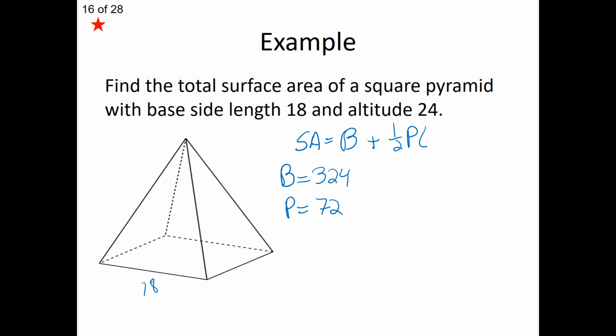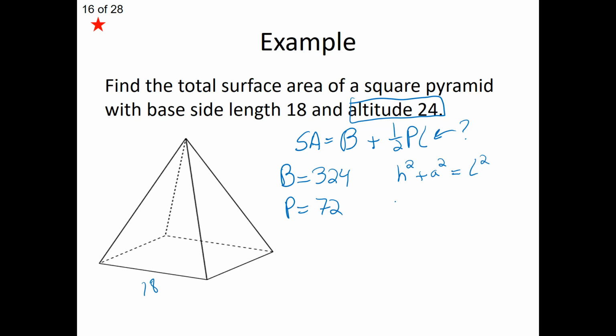But here's the tricky part. We've got to figure out what that slant height is. Notice that they don't give us the slant height. They give us the height. It's the altitude of the pyramid, which is 24. We've got to figure out then what the slant height is. Remember, there's a relationship. It's the height squared plus the apothem squared is equal to the slant height squared.